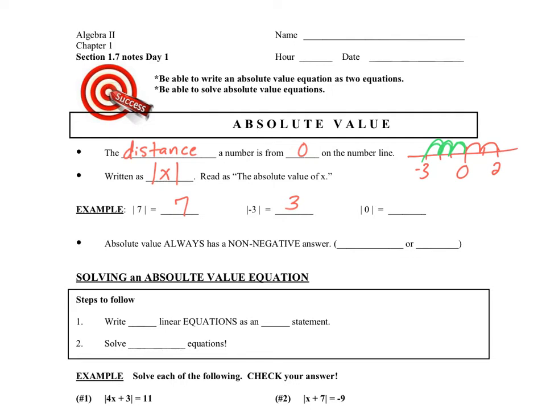Then the absolute value of 0 is 0. So notice the absolute value is always a non-negative answer. So it's going to be positive or 0. Okay.